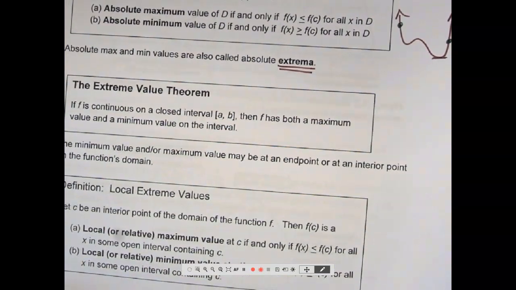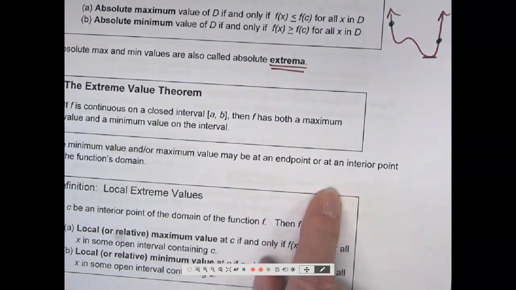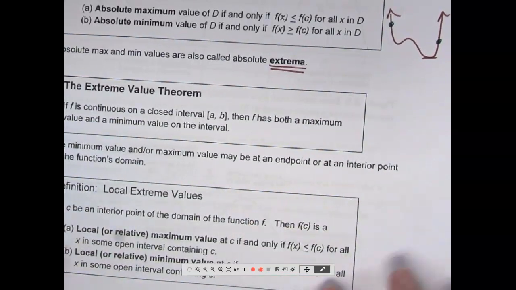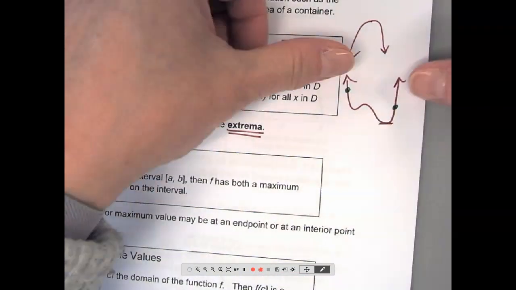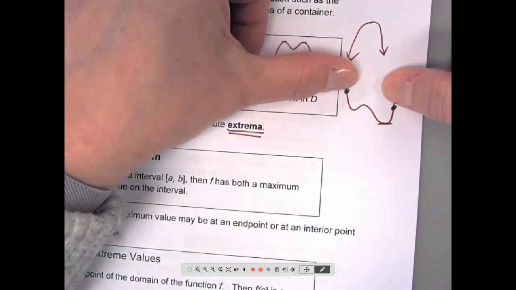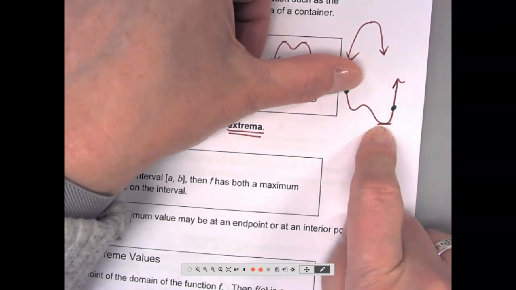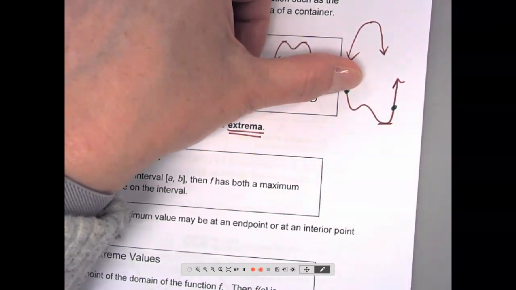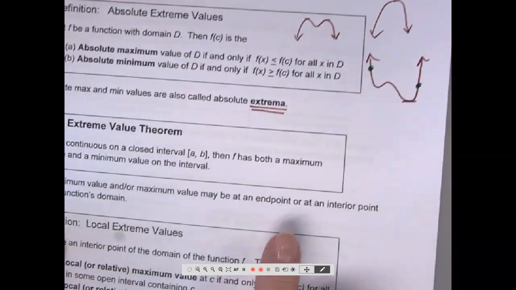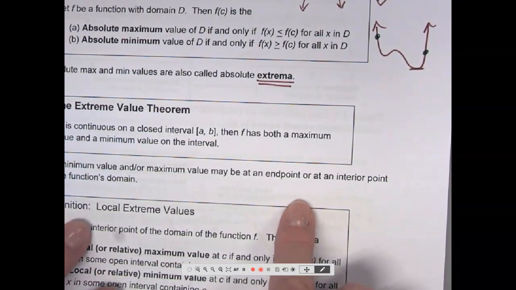Okay, the minimum value and or maximum value may be at an endpoint or an interior point of the function's domain. So taking this example that I had right here, stopping it at those two dots, the maximum is at an endpoint, that one right there. But the minimum is what we call an interior point. It's not at an endpoint. Okay, so that's all that's saying. They might be at the very ends or they might be somewhere in between. Could be anywhere.